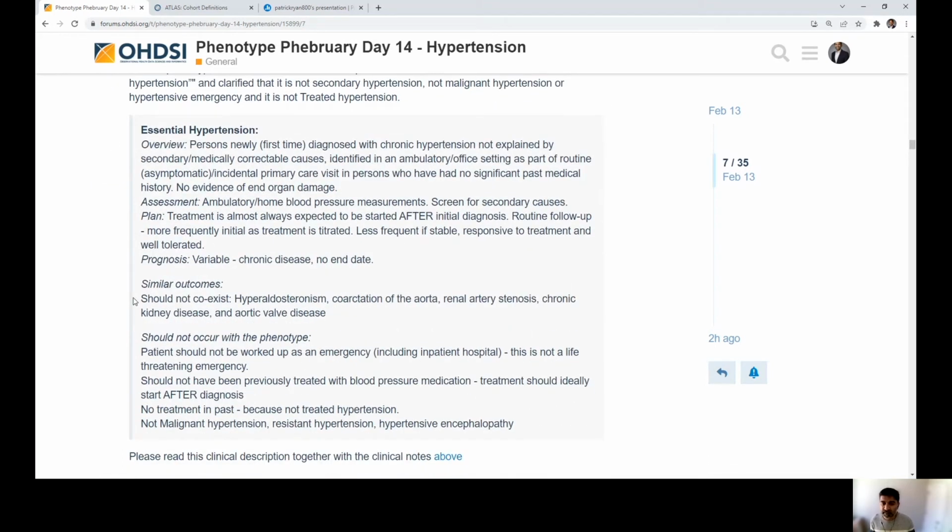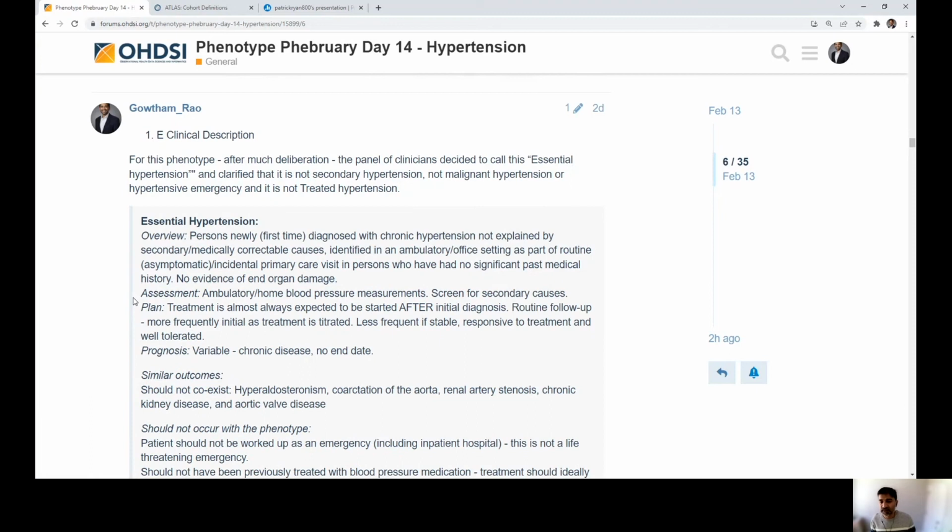Here's my write-up on hypertension. So the OHDSI community deliberated and voted on hypertension. But as I was reviewing the clinical textbooks and then the clinical vignettes and writing my own clinical description, I decided to rephrase it and call it essential hypertension. This was important because it clarified to me that this is different from secondary hypertension, malignant hypertension, and hypertensive emergency. In fact, it's not even treated hypertension, is how I define it. By describing this upfront and saying what it is and what it is not, I am clarifying the target.